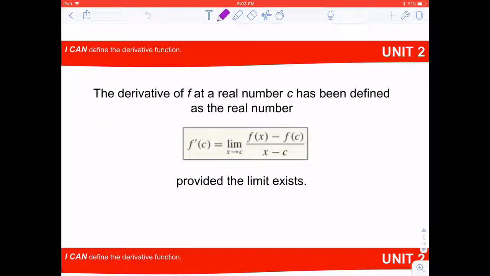So here we are given the definition of the derivative, which says the derivative of f at a real number c has been defined as the real number f prime of c equal to the limit as x goes to c of f of x minus f of c all over x minus c, provided the limit exists. What this is saying is we can take any function here and call it f of x. So let's just draw a parabola like this and say that this is our f of x function.